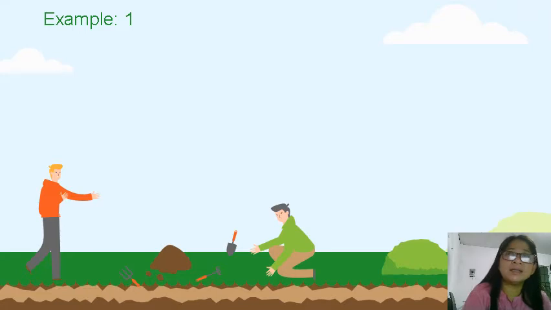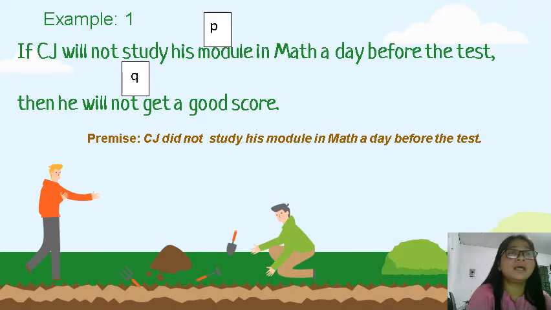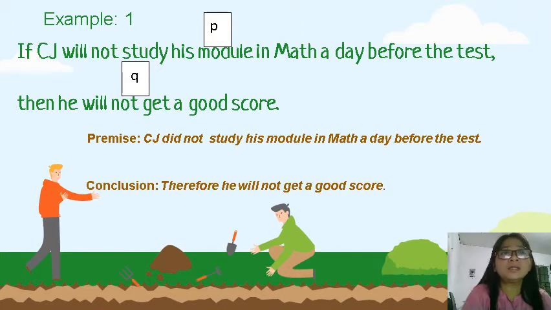Example, to understand better: if CJ will not study his module in math a day before the test, then he will not get a good score. Our premise here is that CJ will not study in math a day before the test, which is symbolized by P. Then our conclusion is he will not get a good score. So again, our premise is CJ did not study his module in math a day before the test. Therefore, our conclusion is he will not get a good score.